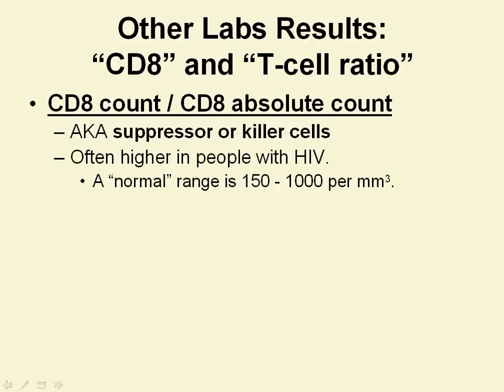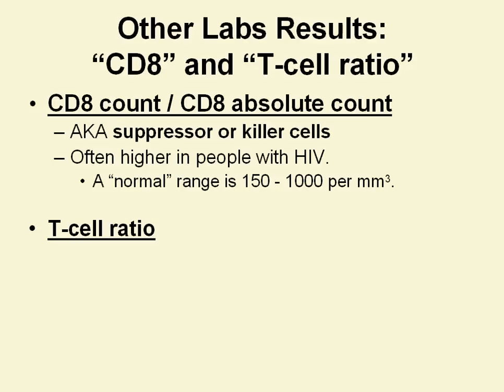So again, that's a huge reference range, and what's considered normal is a really big number. So this is often higher in people with HIV, higher than 1,000 per milliliter.